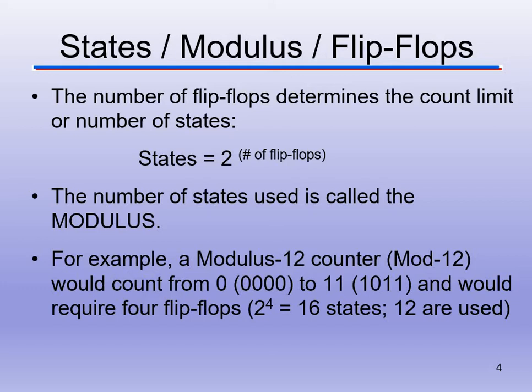So I want to talk about these states and the modulus for the flip-flops. So how do we determine how many flip-flops we are going to need to do our count? Well, we got to pay attention to that. So our number of states is 2 to the number of flip-flops that we have. So the number of states that we're going to refer to is what we call the modulus. All right, the modulus is saying how many different counts we need to reach in this case.